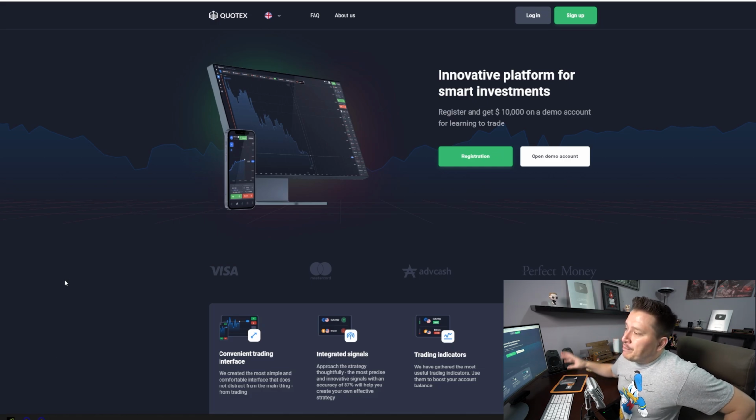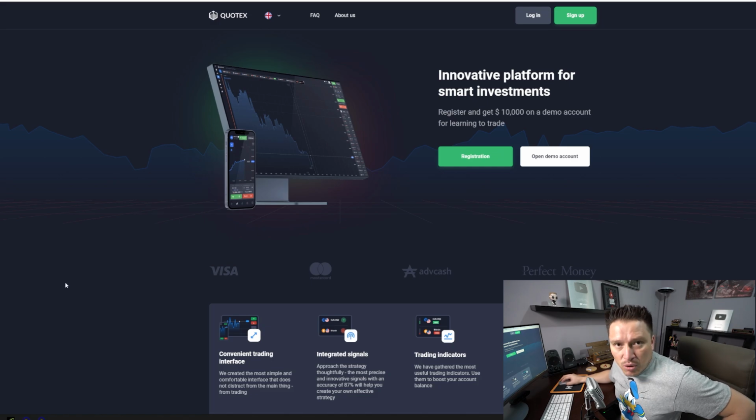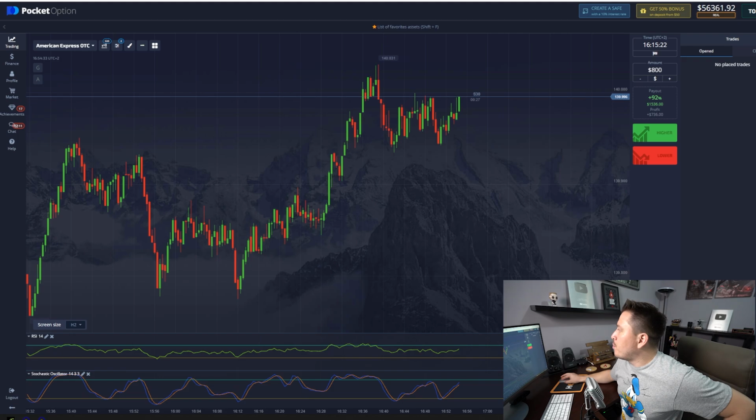But basically, you choose the broker and you start by demoing. What I mean is get a demo account. This is one of the brokers called Pocket Option.